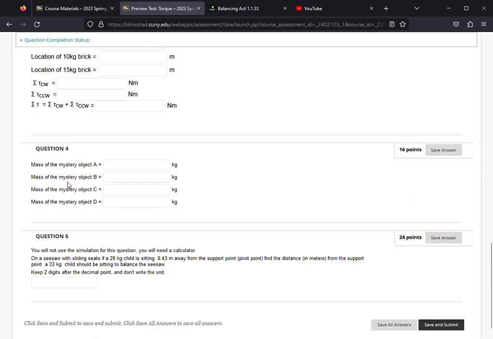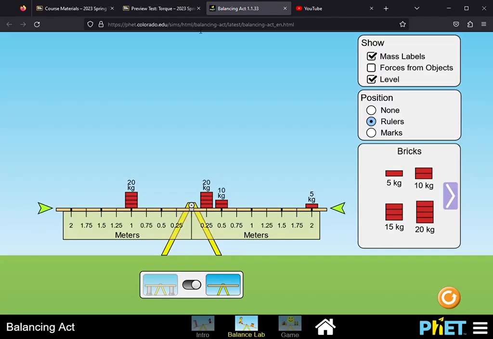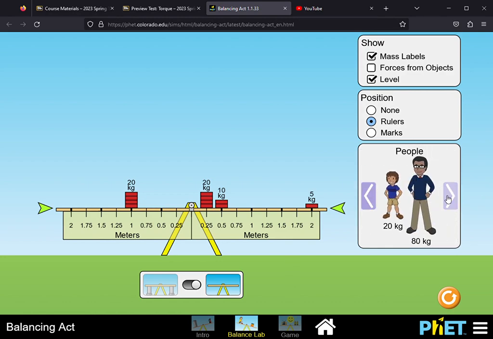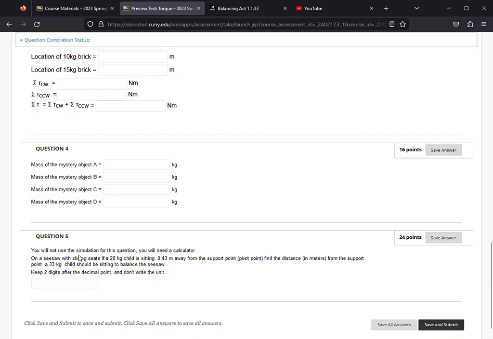And you have these mysterious objects A, B, C, D. Let me see. The A, B, C, D is somewhere here. They were, yes, mystery objects here in this left and right arrows. You can find them. So basically, we'll use A, B, C, D to balance and figure out their masses.